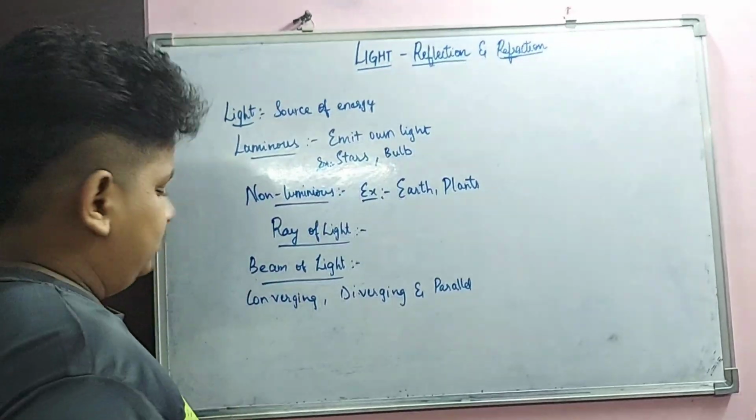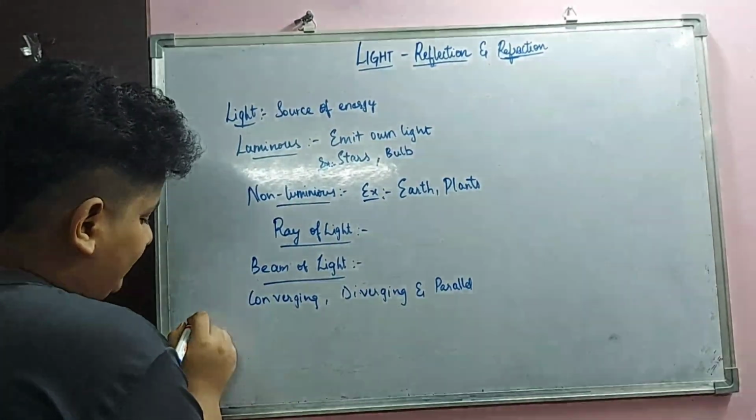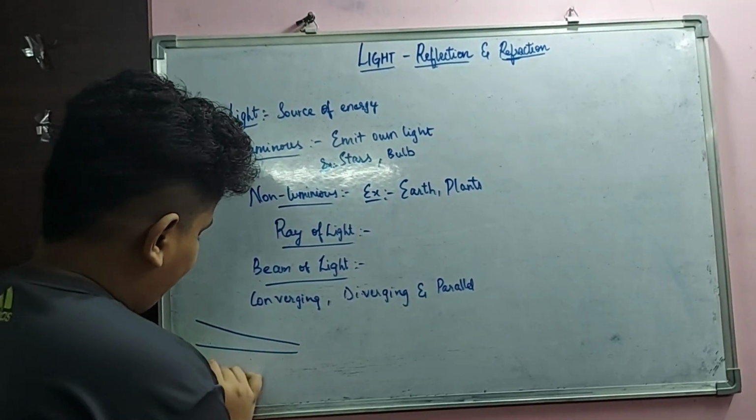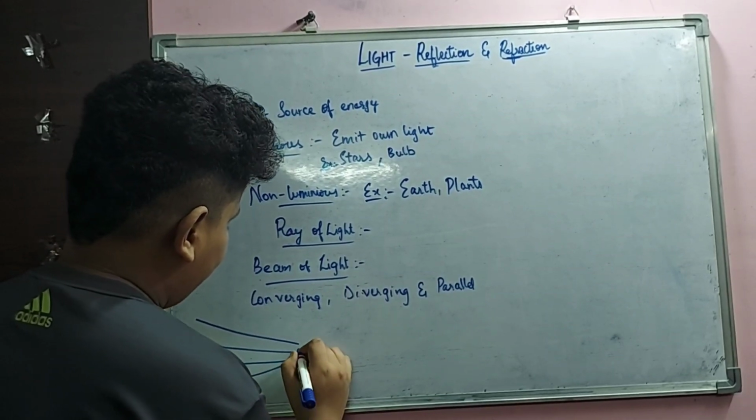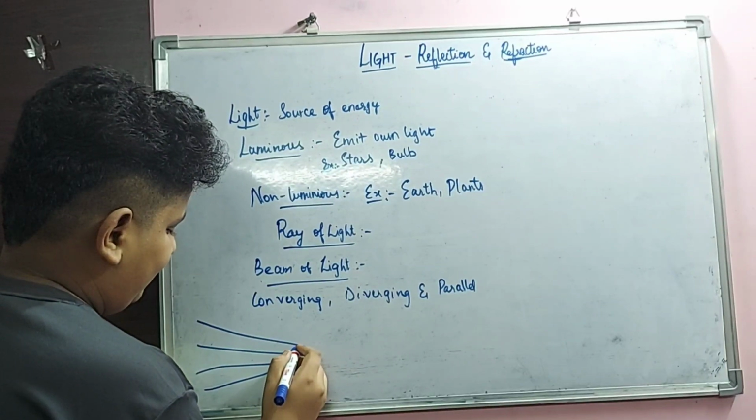Converging rays. When they are passed through a light, they get converged and meet at a point. This is the point. They meet at a point and get reflected back.